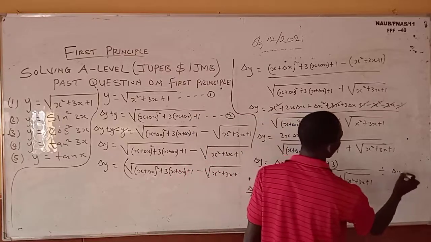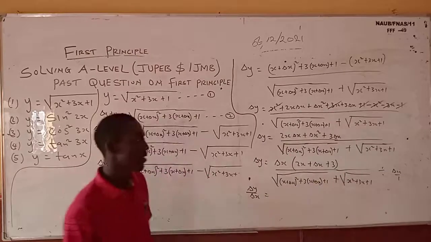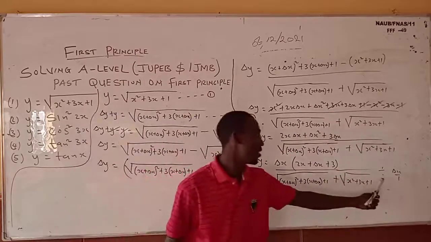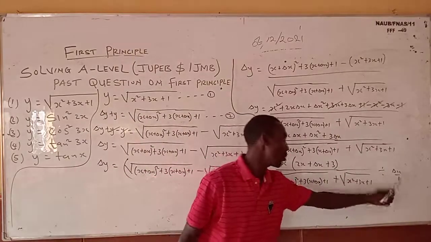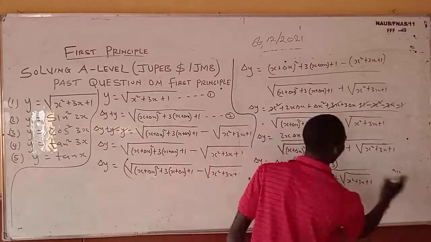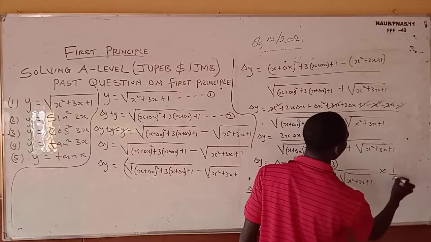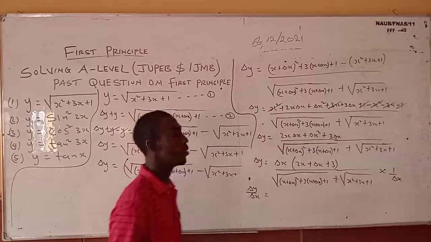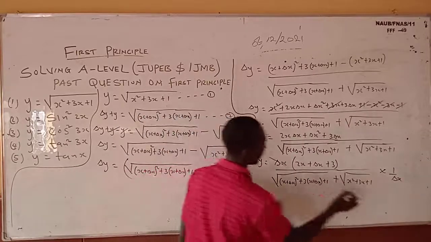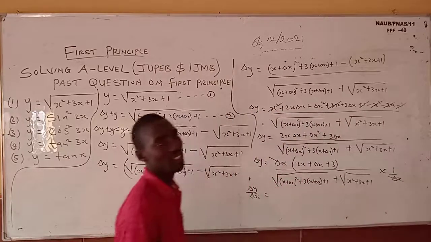Divided by change in s over 1. I hope you get this. So now, you know that this division will change to one multiplication. This will go up, this will come down. So which is nothing but what times 1 over change in s. You get that, and you will see this change in s will cancel out this change in s.